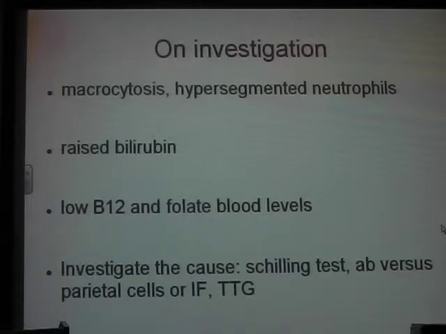On investigation, you can see the macrocytic picture, and the neutrophils have hypersegmented nuclei. Because the cells are getting broken down, you'll get raised bilirubin, low B12 and folate, and again you can look for causes. So Schilling test, what am I looking for there? Which condition? Pernicious anemia, yeah. Antibodies against your parietal cells or intrinsic factor, what's that? Pernicious anemia. And TTG, celiac, tissue transglutaminase, antibodies against that, excellent. And you can probably think of others as well.